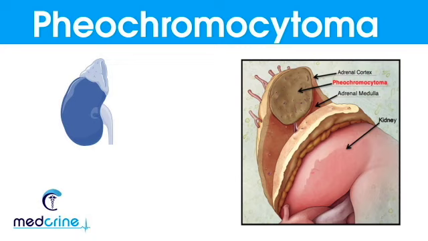For diagnosis, biochemical testing with plasma fractionated metanephrines, confirmed by 24-hour urinary fractionated catecholamines, includes metabolites: increased metanephrines and vanillylmandelic acid. So that's important, increased metanephrines and vanillylmandelic acid. For imaging, you want to get an MRI or CT of the abdomen to visualize the adrenal tumor after biochemical testing.